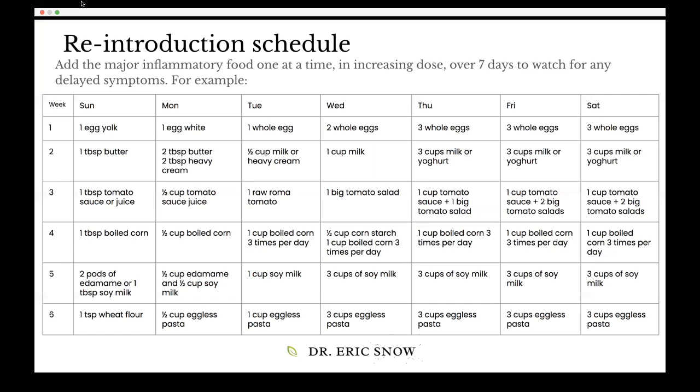And then we can just finish going over and looking at some of these other weeks. Week 4, we introduced corn. So just starting with a tablespoon of boiled corn, and then the next day, a half of a cup of boiled corn. And then on the Tuesday of that week, a cup of boiled corn 3 times a day. So just increasing that amount. And then you're going to finish the week with a cup of boiled corn 3 times per day.